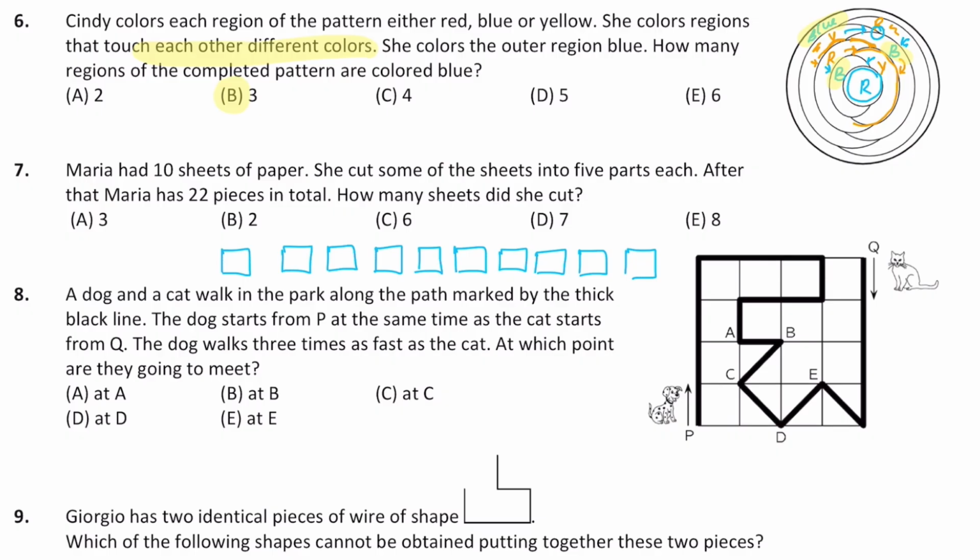She cuts some of them into 5 parts each. It needs to be 5 parts, and only some of them. After that, Maria has 22 pieces in total. How many sheets did she cut?